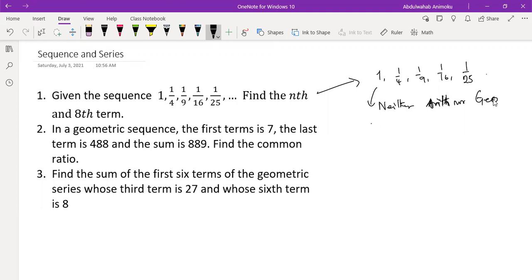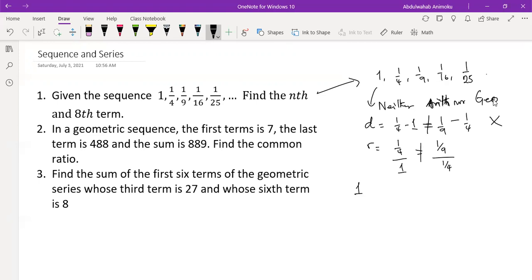Because if it was arithmetic, we should have a common difference, which would be 1/4 minus 1, and this should also be equal to the difference between the third term and the second term, but these are not equal, so it is not arithmetic. If it was geometric, then the ratio of the second term to the first term should equal the ratio of the third term to the second term, which they are not. So it's neither arithmetic nor geometric.